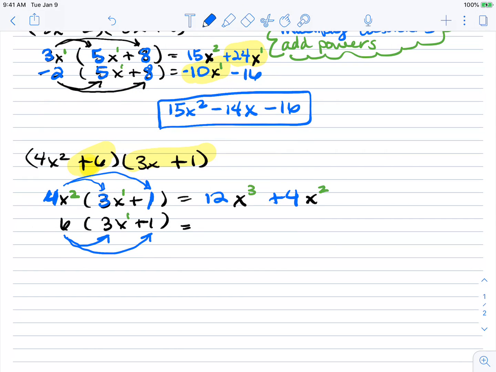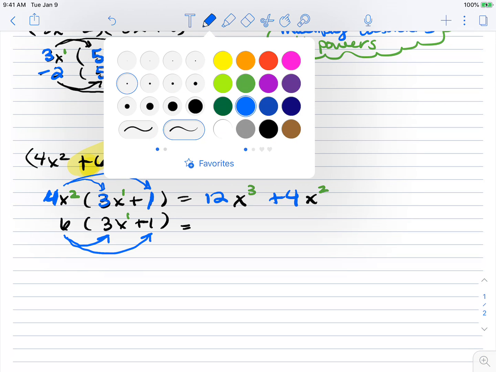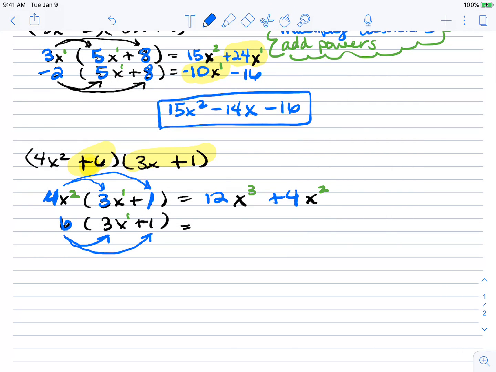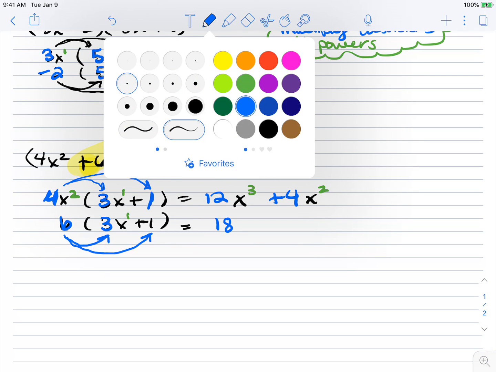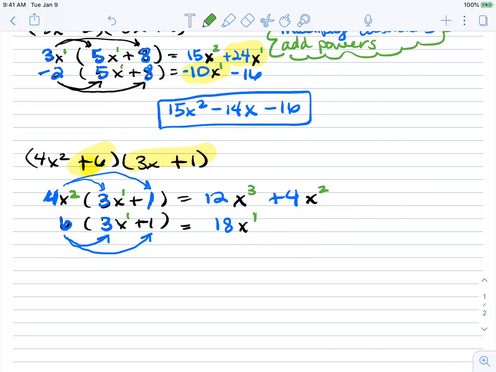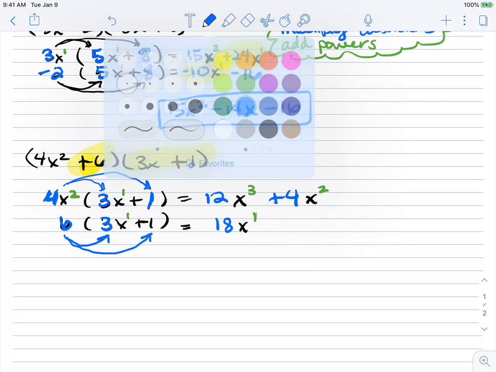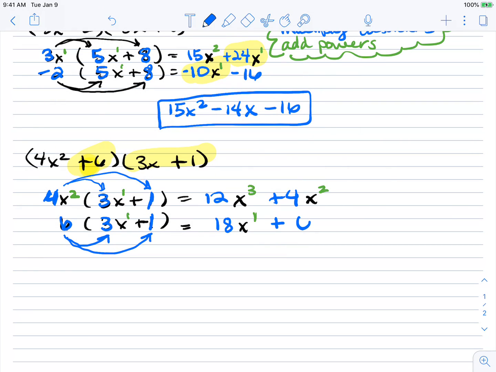and then this 6 times this 1. And so I'm going to multiply the coefficients of 6 times 3, and that's going to give me 18. This doesn't have an x term or x part to the term in it, and this does. So I'm just going to write down what I have in that 3x to the 1. So I'm going to write down my x to the 1. And then I'm going to multiply this 6 times this 1. And so I'm going to say, well, I have 6 times 1, which is going to give me positive 6.